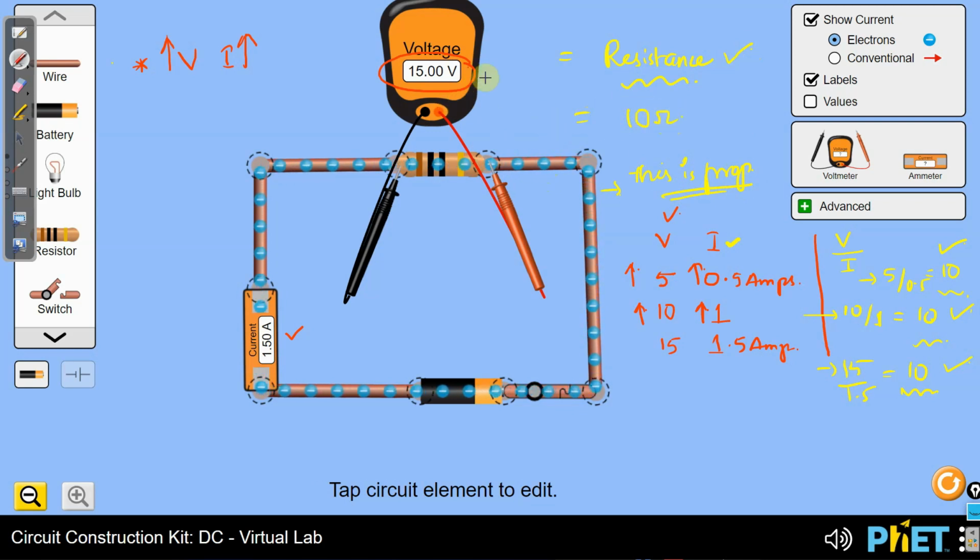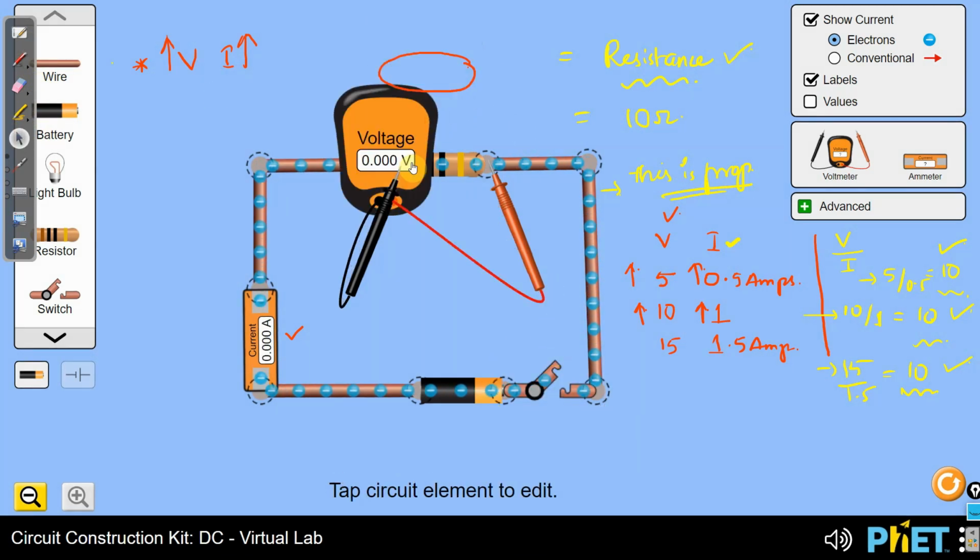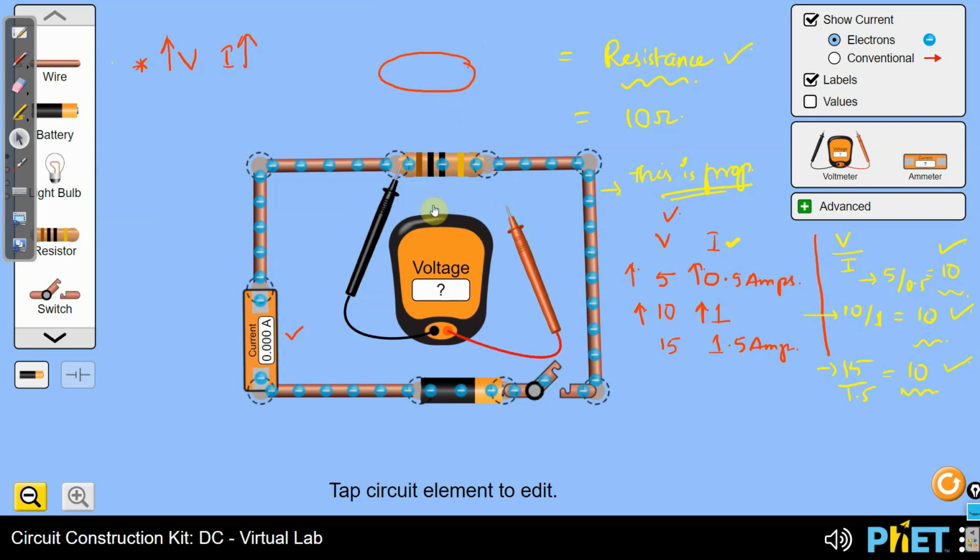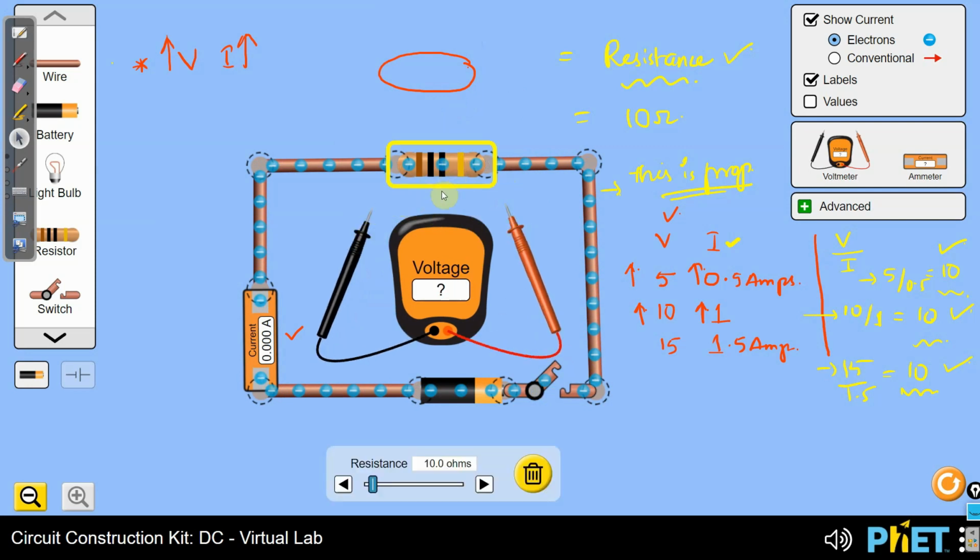Let me have a look at the value now. To double check it, let me verify the value. First, let me disconnect the circuit. Let me remove the probes and click on the resistor, and you can see the value of the resistor is 10 ohms, right? So I hope you understood the concept.